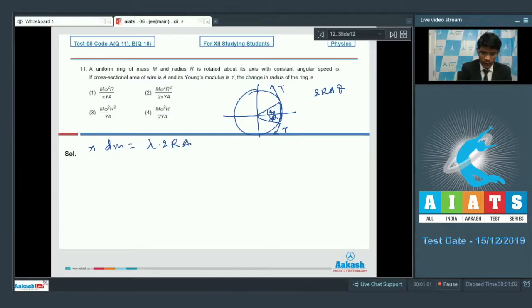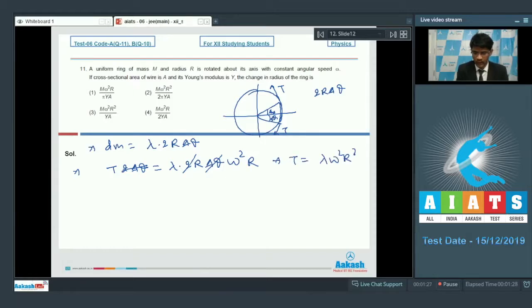So if this is T, the net force towards the center would be T into 2 delta theta, which must be equal to delta m omega square r. It is lambda 2r delta theta into omega square into r. Cancelling these two portions, we get T equal to lambda omega square r square. Fine. Now we need to find the change in radius of the ring.